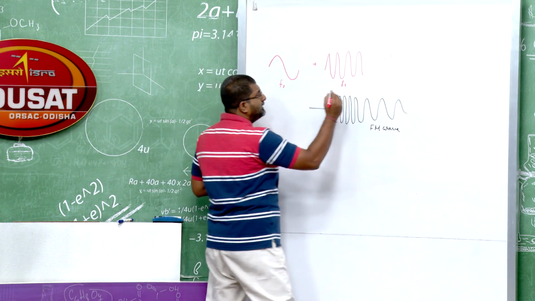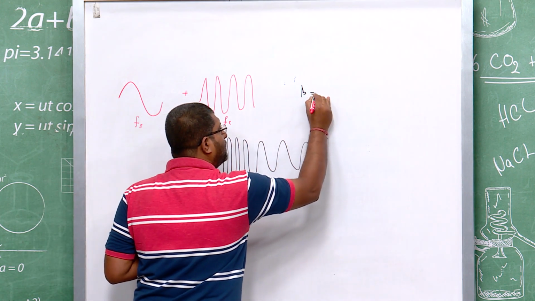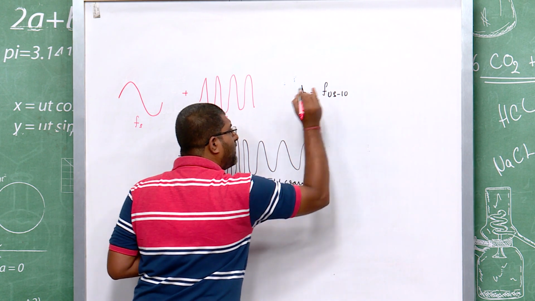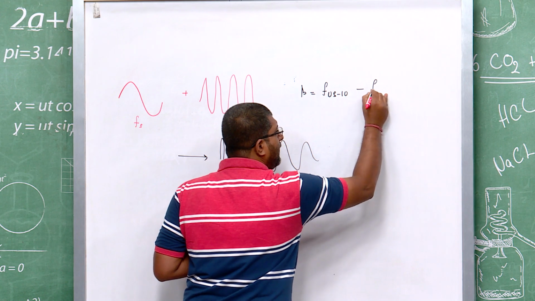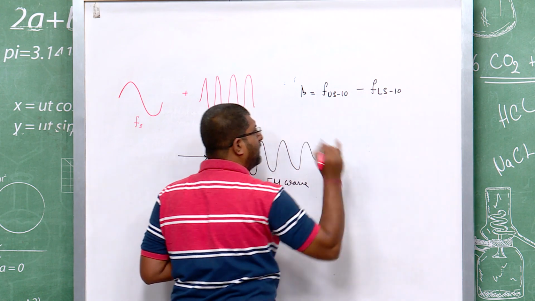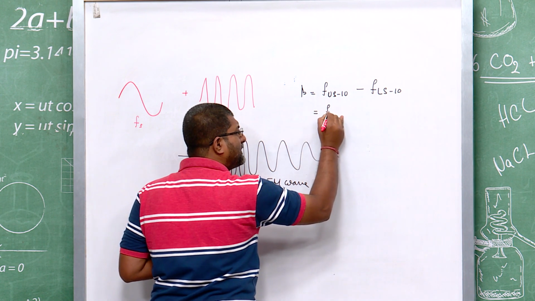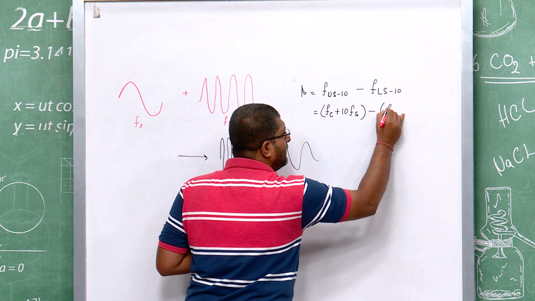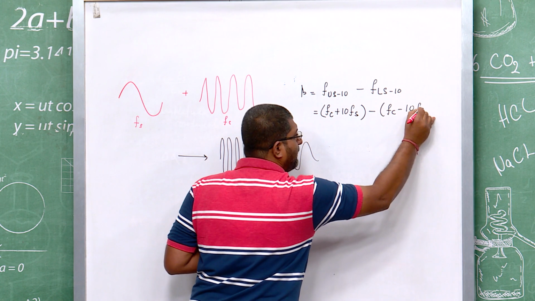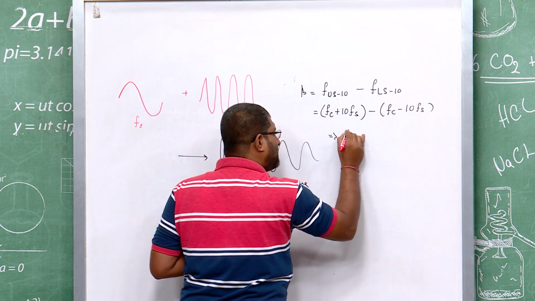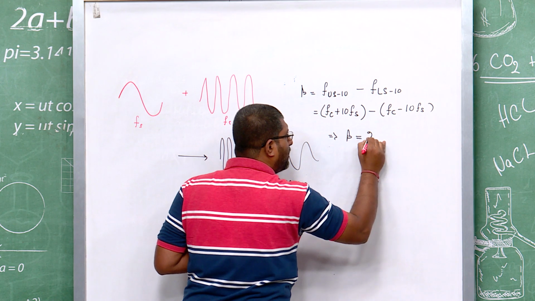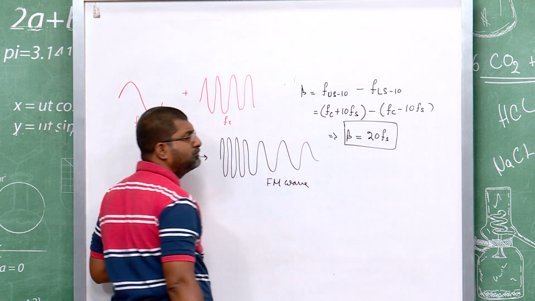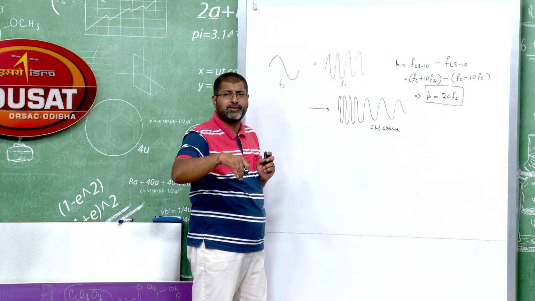So, we can say the bandwidth, beta, equals f upper side band 10th number minus f lower side band 10th number. So, I can write this as Fc plus 10 Fs minus Fc minus 10 Fs. So, the bandwidth of transmission of an FM wave comes out to be 20 Fs. In the case of amplitude modulation, it was 2 Fs.